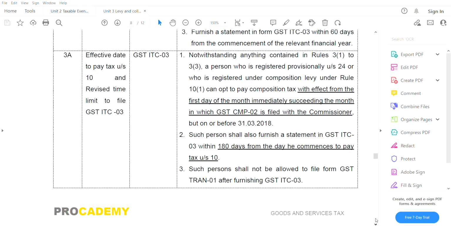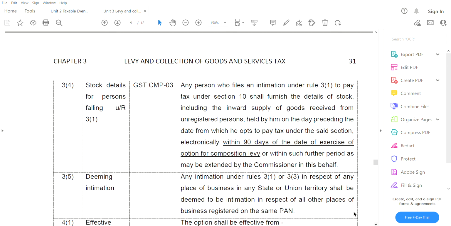Okay, then stock details. In the CMP 03 இருக்கு பாத்தீங்களா, இதுல வந்து you have to give all the details of stock including goods received from unregistered person on the day immediately preceding the date from which you opt for the composition scheme. So இப்போ நான் வந்து 1st April 2022 நான் வந்து composition scheme க்கு போக போறேன் அப்படின்னா as on 31st March என்னென்ன ஐட்டம் ஸ்டாக்ல இருக்கோ அது எல்லாத்தையும் I should give as a stock statement to this form.